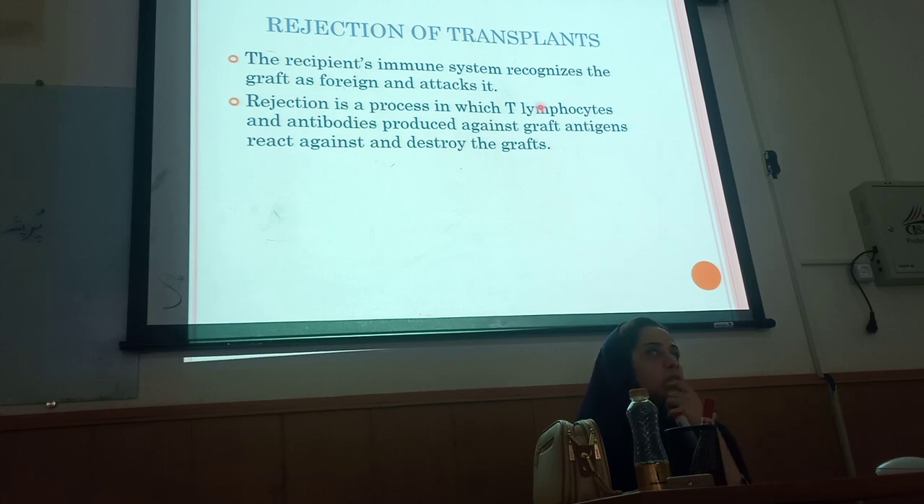So, sometimes our body detects antigens of the transplanted organ and acts against it. And sometimes the transplanted tissue acts against us. What is that? GVHD, graft versus host disease. That may also occur, for example, in hematopoietic stem cell transplantation in patients who are immune compromised.